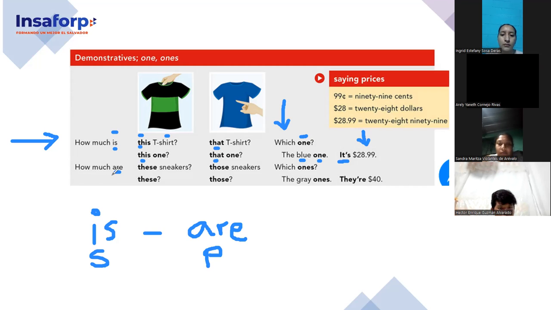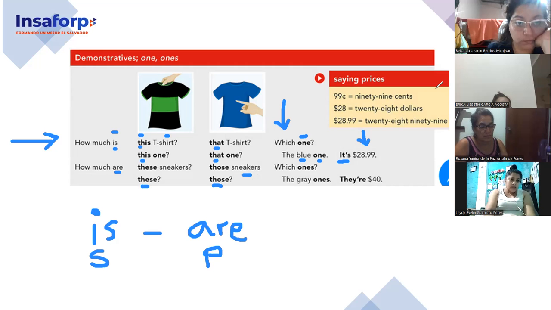Then here we have how much are these sneakers and how much are those sneakers. So again, here I have plural. Sneakers are sold in pairs. Earrings are sold in pairs. Glasses are sold in pairs. Jeans are sold in pairs. So there are products that already come in pairs. Gloves are also sold in pairs. So we are going to use pairs.